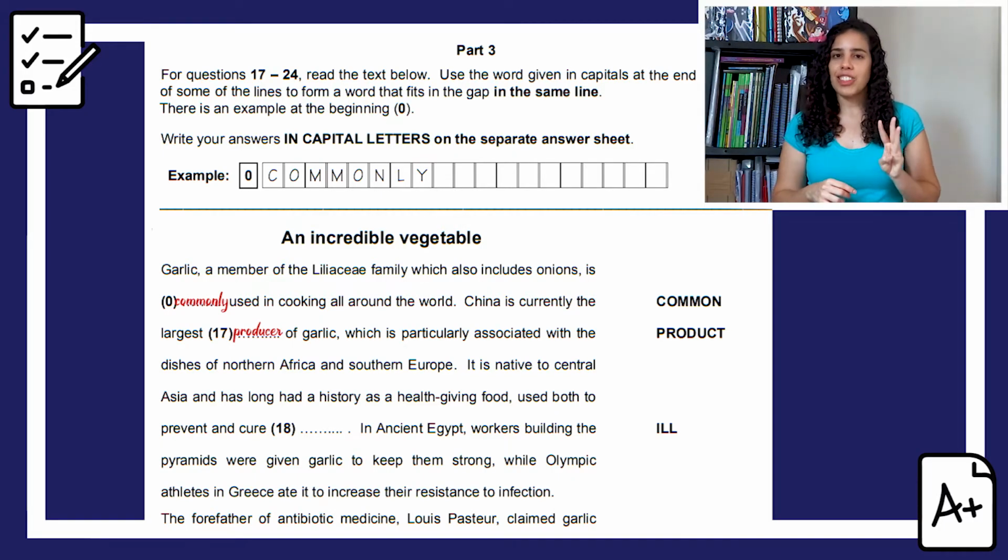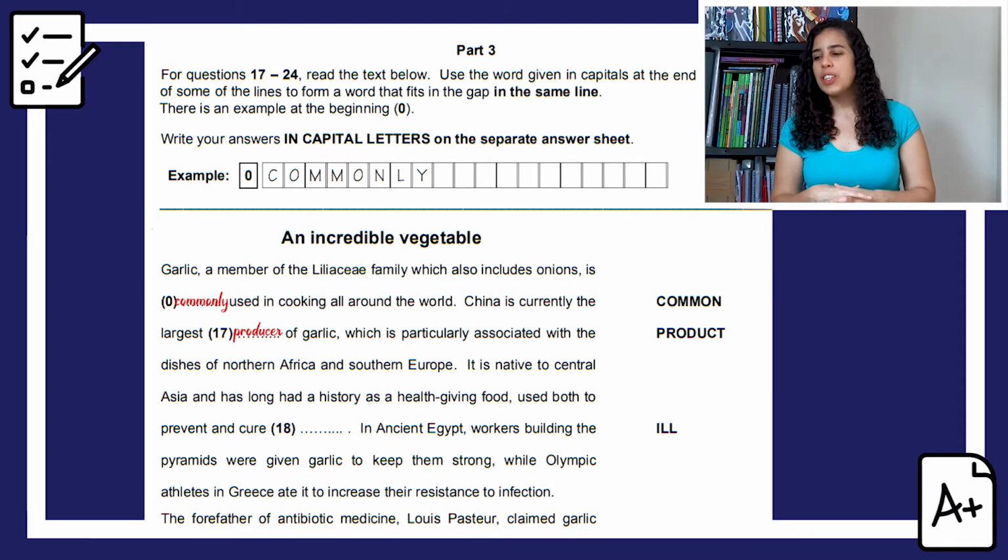Let's check the third gap. It is native to Central Asia and has long had a history as a health-giving food, used both to prevent and cure... The word provided is ill. Ill is a synonym of the word sick, if you didn't know that. And just like sick, it is an adjective.